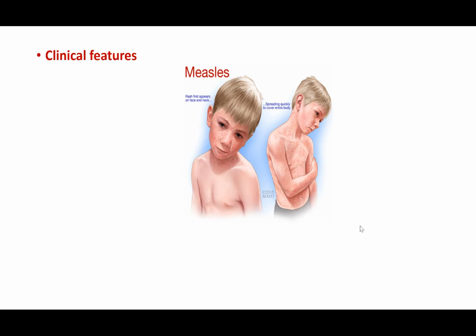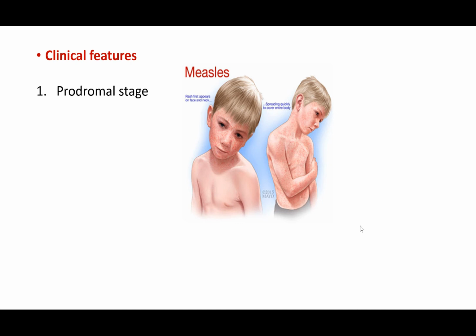Coming to the next, what are the clinical features? First is something called the prodromal stage. It begins 10 days after the infection and lasts until 14 days. That is the prodromal stage. It is characterized by fever, coryza with sneezing and nasal discharge, cough, redness of the eye, lacrimation, and often photophobia. There may be vomiting or diarrhea in some cases.